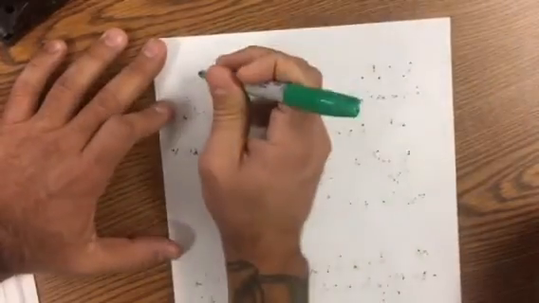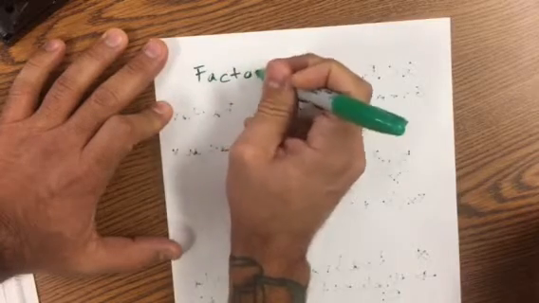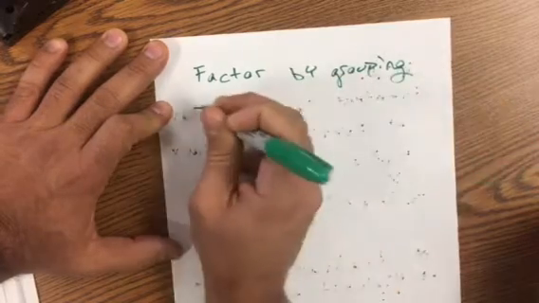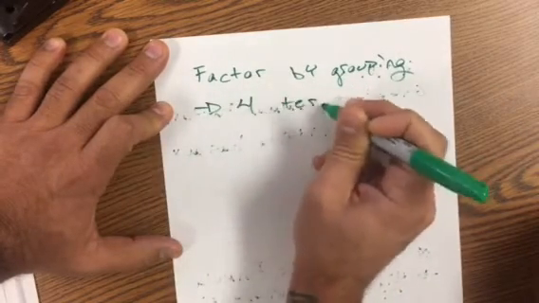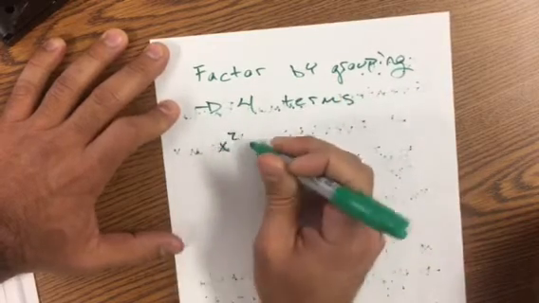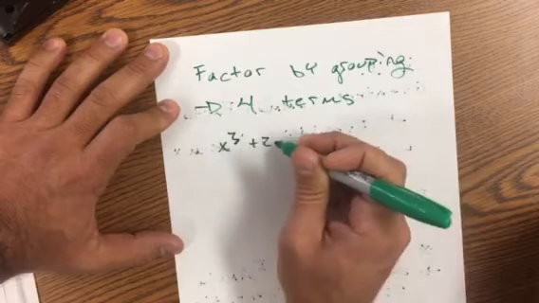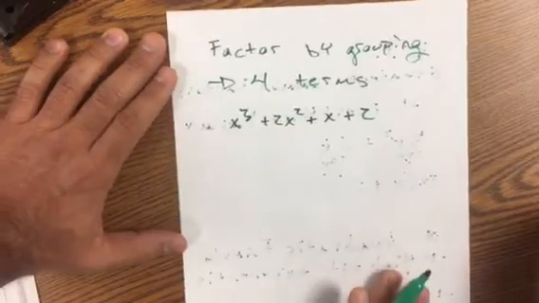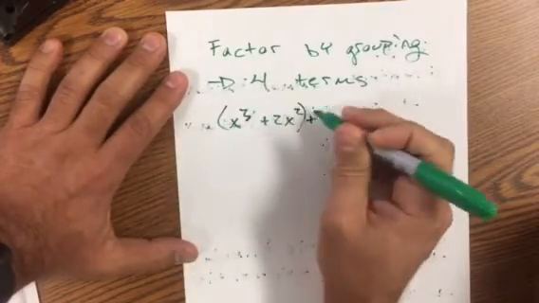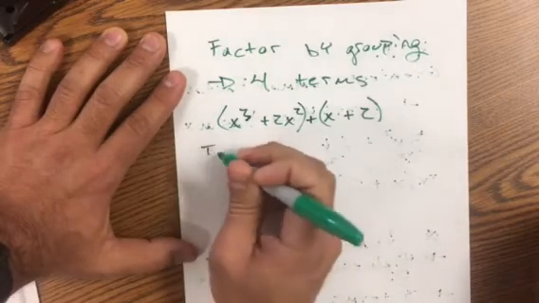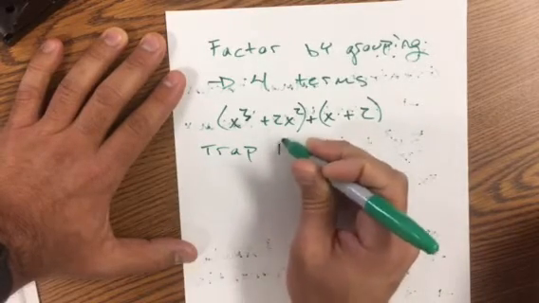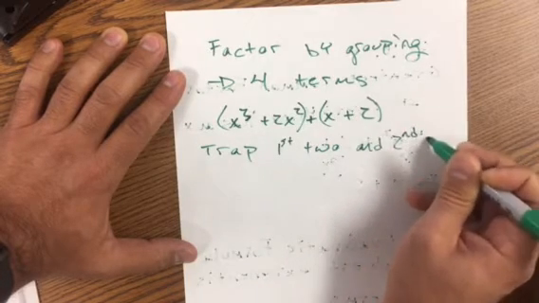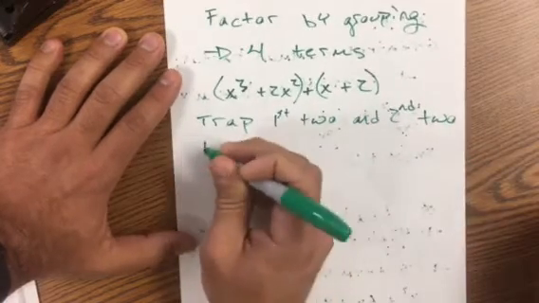Third way is factor by grouping. And I'm going to use that when there's 4 terms. So I'll have something that looks like this. So there's 4 terms here. What I do is I trap the first 2 and the second 2. Then I factor out whatever I can.